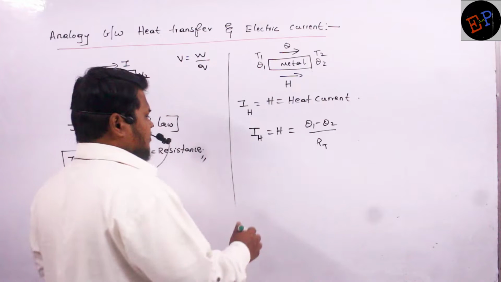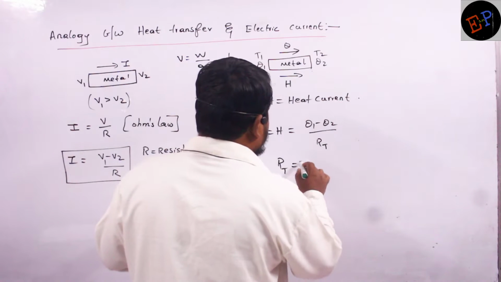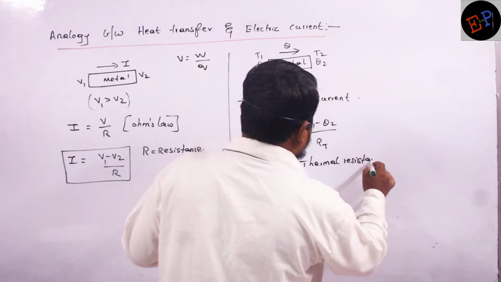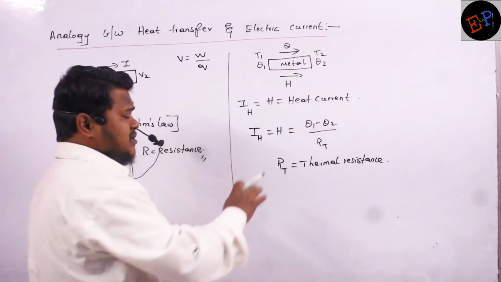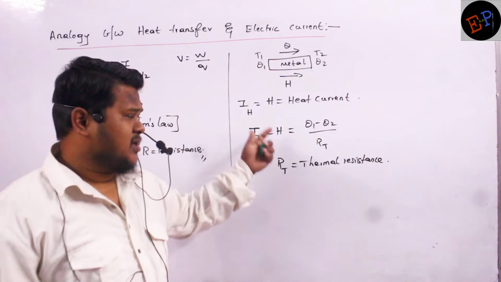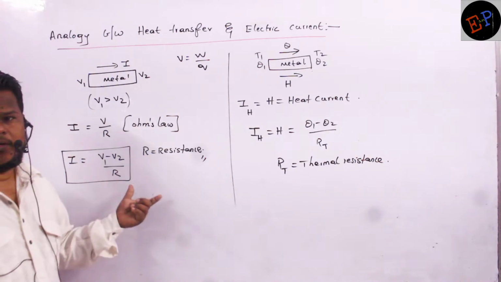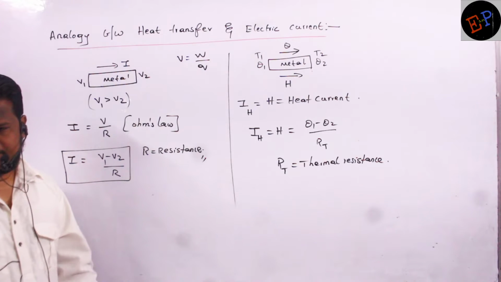So RT is called thermal resistance. If you forget the equations or how to do the calculations in the case of heat flow, you can always compare with current electricity and do the calculations.